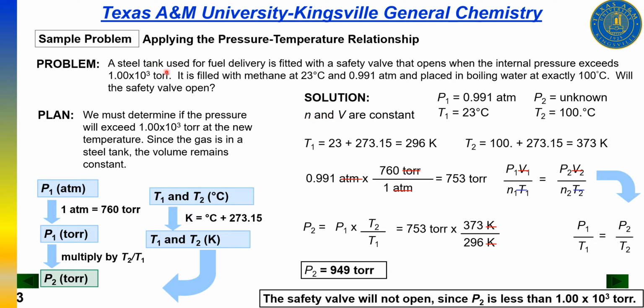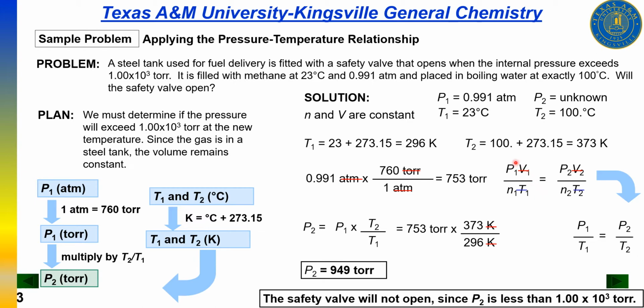The solution. Because you have a steel tank, which has a fixed volume, and it is filled with a certain amount of methane, meaning the moles is also fixed. Therefore, the moles and the volume are both constant. Your pressure 1 is 0.991 atm, temperature 1 is 23 Celsius. Pressure 2 is what you need to determine. Temperature 2 is 100 Celsius. So convert your temperature into Kelvin from Celsius. Convert atm to torr: 0.991 atm multiplied by 760. And then you use your P1, P2 related to temperature 1, temperature 2.